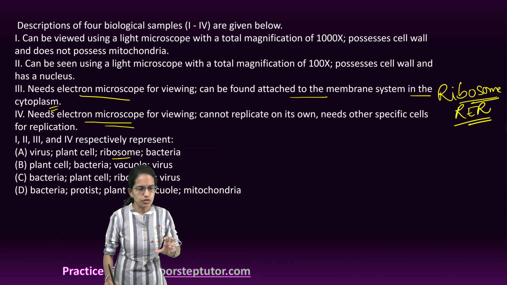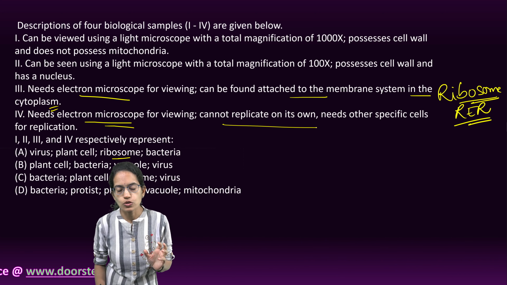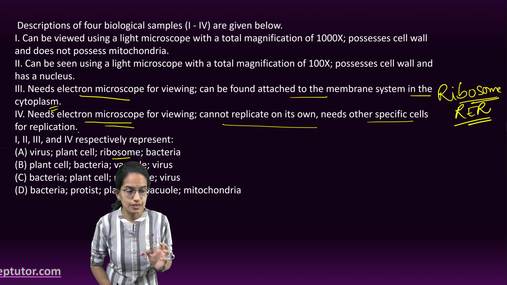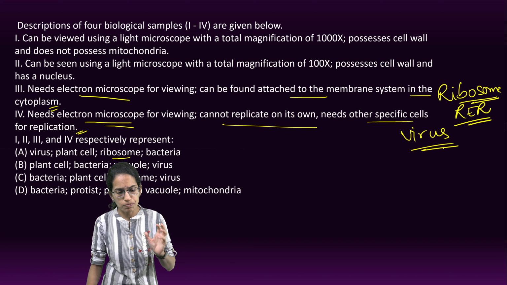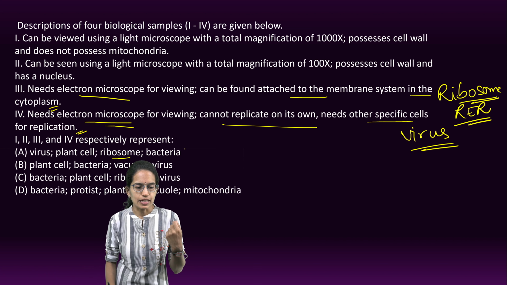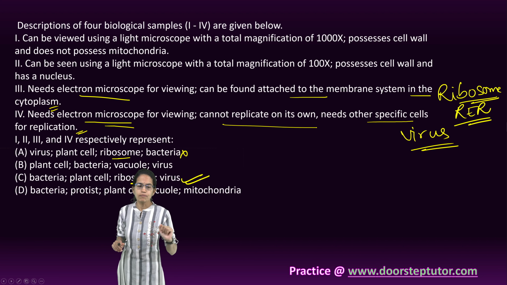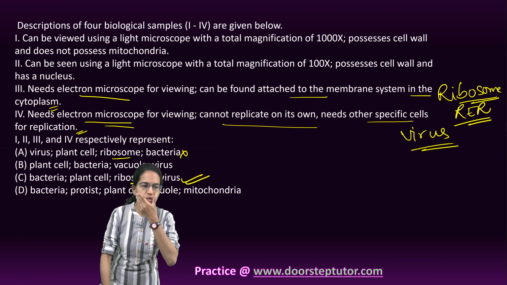So it needs an electron microscope again, cannot replicate on its own but needs other cells for replication. What is it? It is a virus, because a virus is an obligate parasite, right? So it cannot be bacteria, it's a virus. So C automatically becomes the right answer. But still we'll look at the next ones.